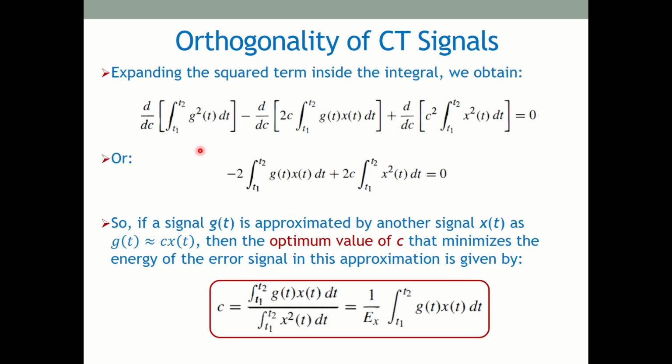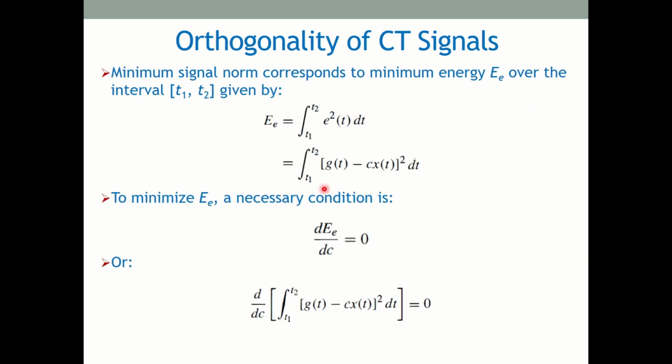So inside the derivative, you can see we have a square here. When we open the square, there is a product term, a square of this term, and a square of this term.